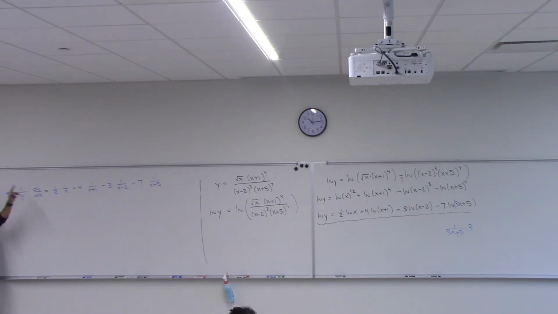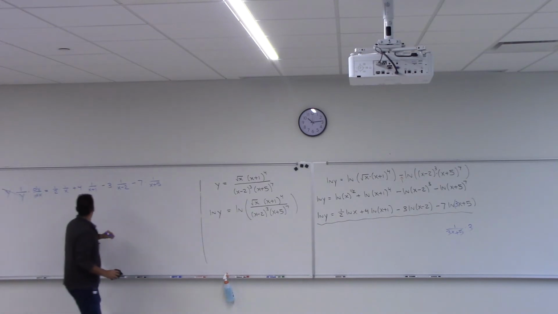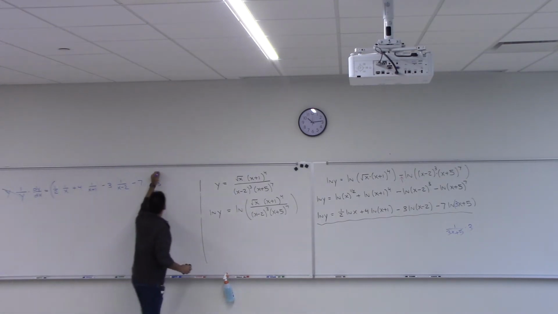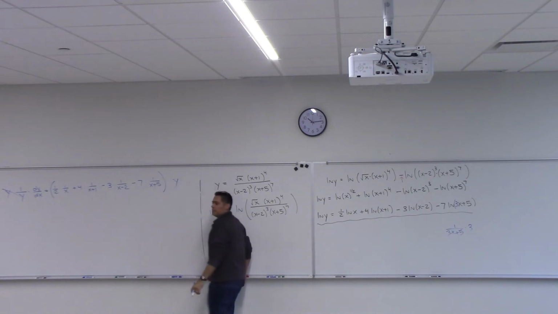So multiply both sides by y. You'll do this on every logarithmic differentiation problem. You'll always have 1 over y dy dx on the left side. You'll always have to multiply by y on both sides. So here it goes away. I have to multiply the entire right side by y, right?